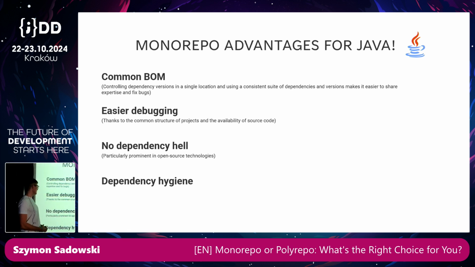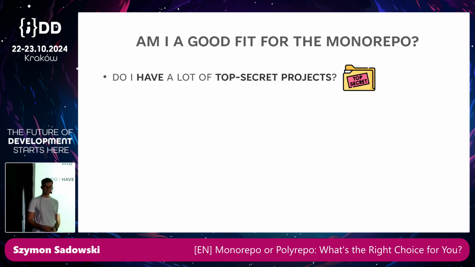No dependency hell, maybe. The dependency hell is easier to manage in the monorepo, and it's particularly prominent in open source technologies like Java, where we have a lot of libraries to choose from. And also, it allows us to encourage dependency hygiene, which is also very beneficial.